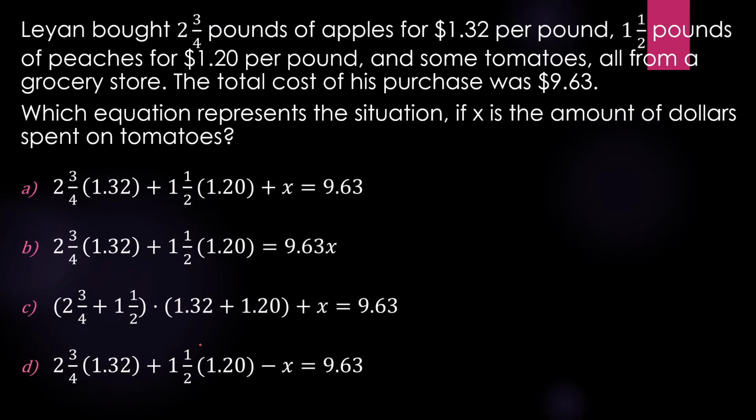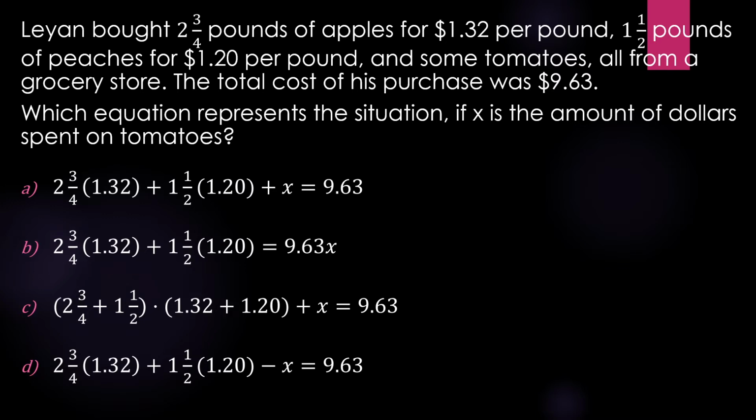Our next problem says that Leanne bought 2 3/4 pounds of apples for $1.32 per pound, 1.5 pounds of peaches for $1.20 per pound, and some tomatoes from a grocery store. The total cost of this purchase was $9.63. Which equation represents this situation if x is the amount of dollars spent on tomatoes?